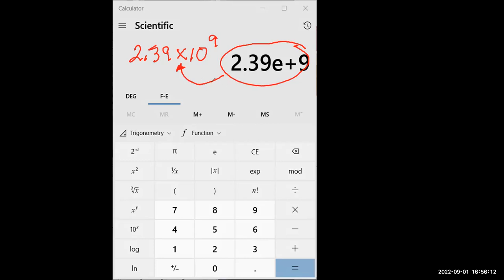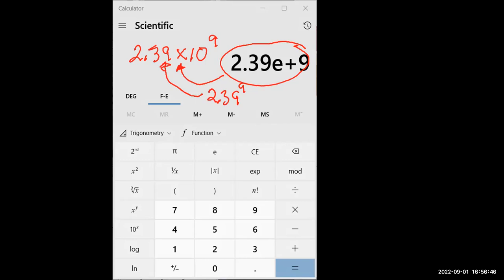Sometimes, depending on your calculator, that number would be presented as 2.39 and then the 9 on top as a superscript. That is also not scientific notation. That is the format for whatever calculator you have. So you would need to take that and convert it to scientific notation. Now at this time, you can multiply, divide, do whatever you want with that number. And we're going to do some examples of that.